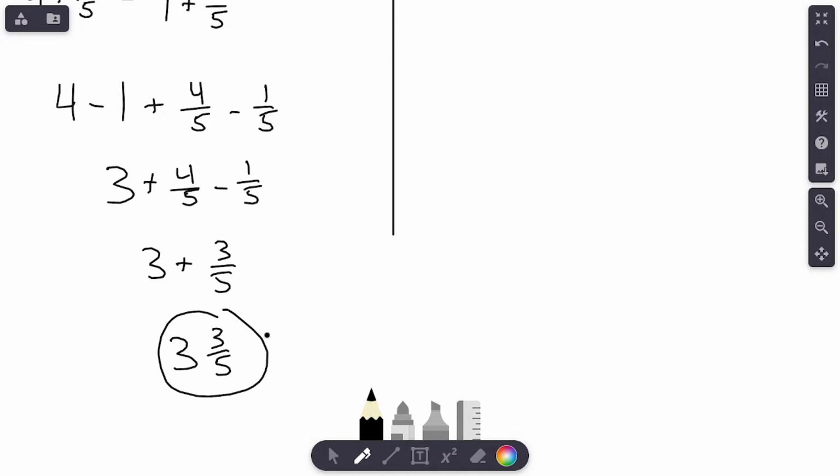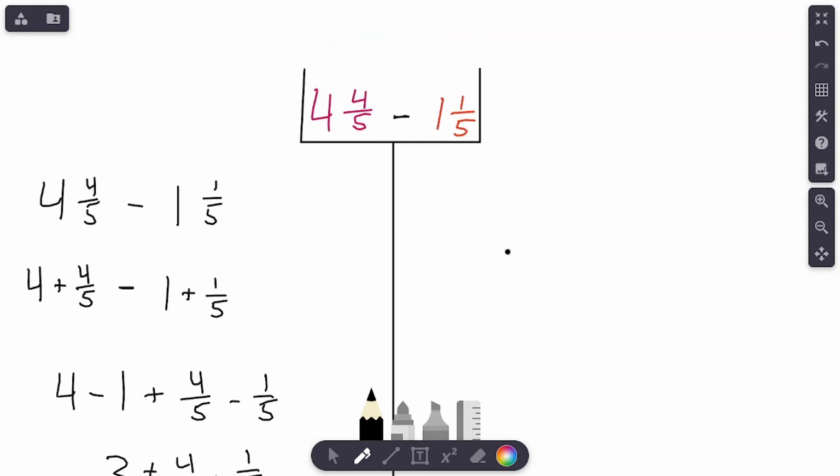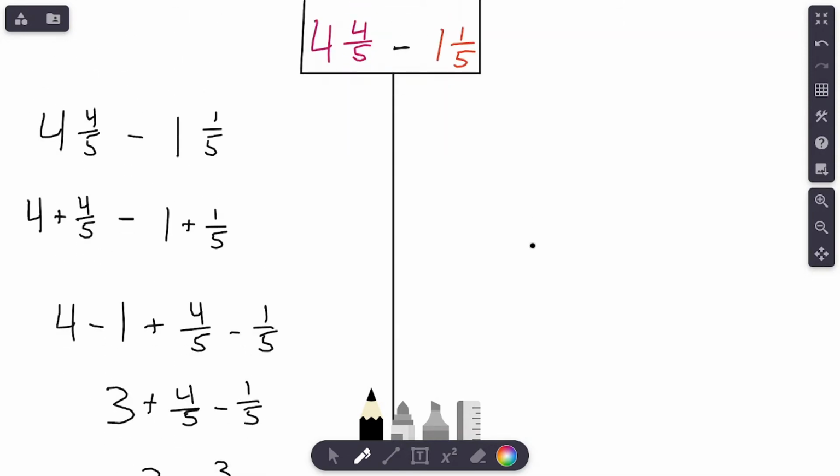Now let me show you the strategy that I really like to use. What you're going to do is set this up like a subtraction problem that you're used to doing. You're going to take your whole number and your fraction and write them just like we would with other subtraction problems. I'm going to put the whole numbers and line them up, and I'm going to line up the fractions.